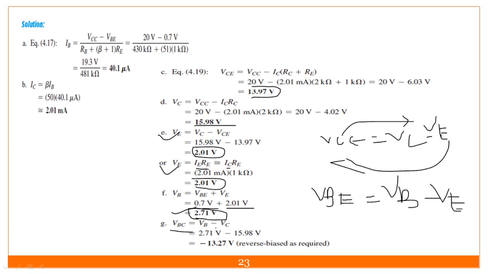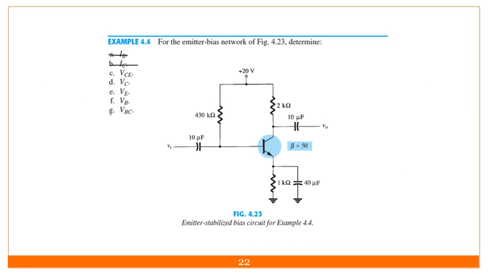So VCB is how much? VC minus VB. VB we have calculated, that is nothing but 2.71 volt, and VC is how much? 15.98 volt. So that is nothing but 13.27 volt. 13.27 volt is the correct answer for this. So in this way we have calculated all the values. So remember, watch the video carefully and try to solve the problem by changing these values.